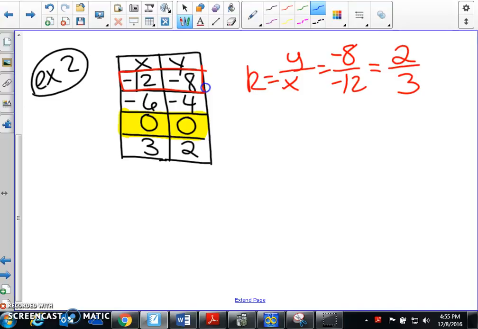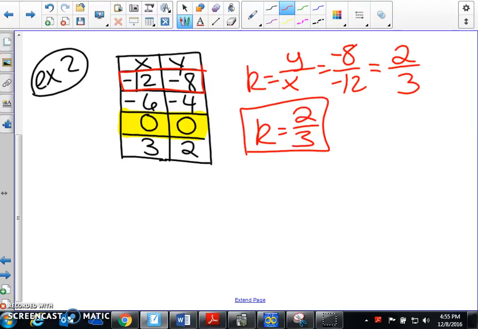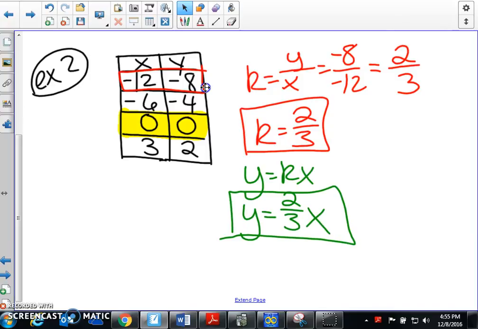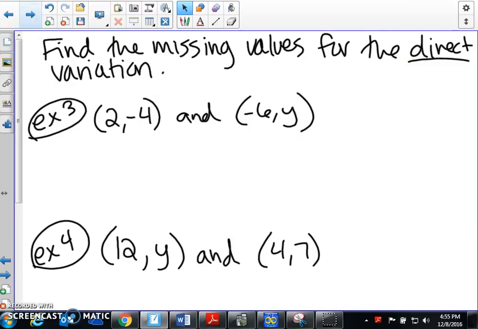And then we go from here. So if k equals 2/3, let's actually rewrite that so we know it's nice and neat. And they say, okay, well, now write the direct variation equation that goes with it. That's the parent function. So now I just go ahead and plug it on in. That's my equation. All right. They could also say find the missing values for the direct variation.